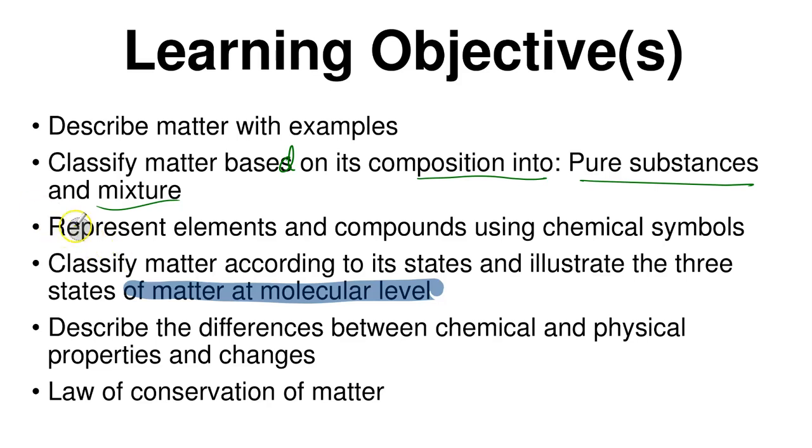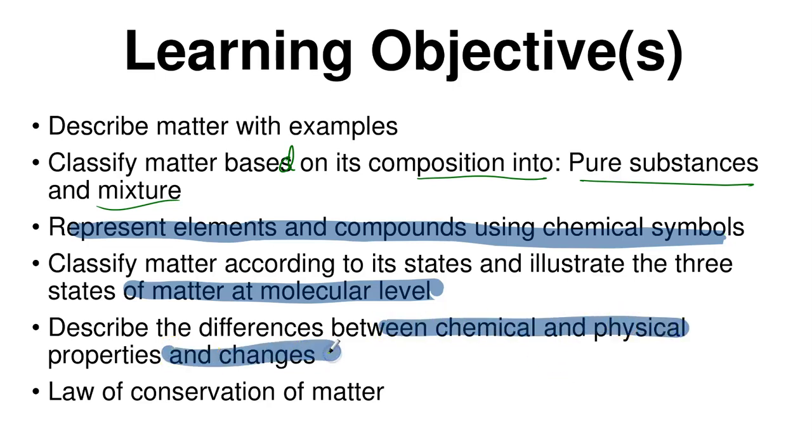We also represent elements and compounds using chemical symbols. And then we'll be able to describe the differences between physical and chemical changes. And finally, we'll talk about the law of conservation of matter, which is very, very important for us to understand. This law guides chemical reactions. All right, let's take it away immediately.